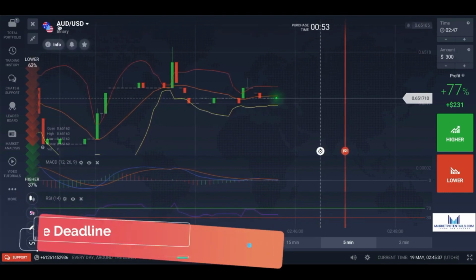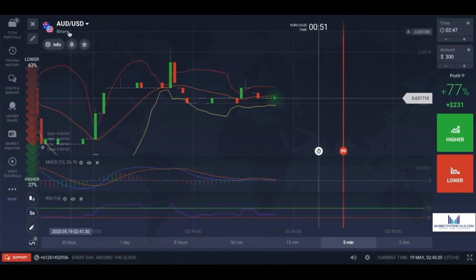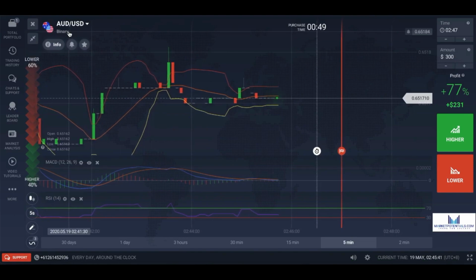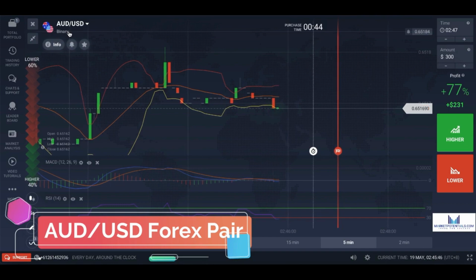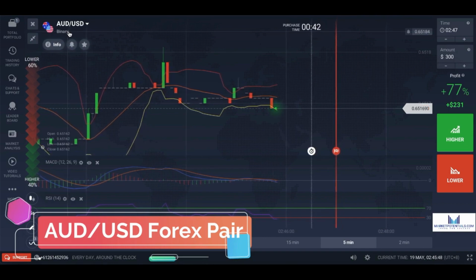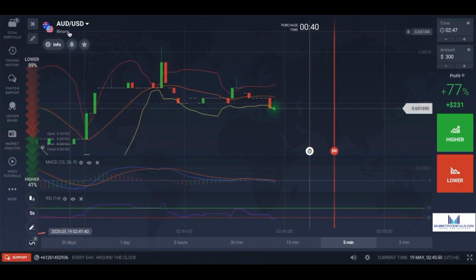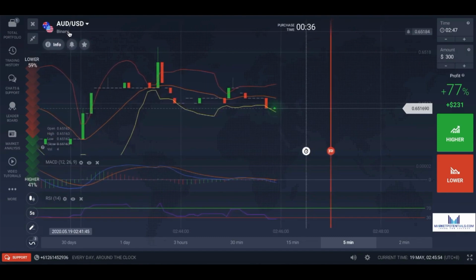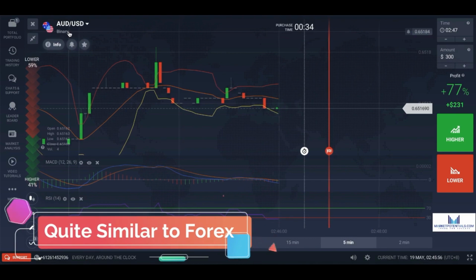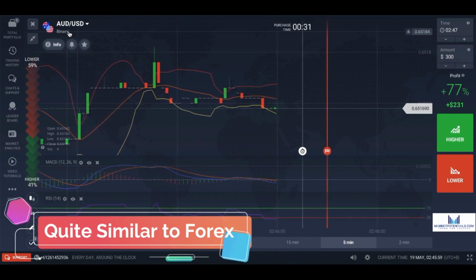Now, I did say I'm trading the Australian dollar and the US dollar, but that's a conventional Forex pair. For those of you who know, it's basically a currency pair, right? The Australian dollar and the US dollar. But I'm going to be actually trading it with binary options. Now, in binary options, it's a little bit different from Forex in a way, but they're also quite closely related.